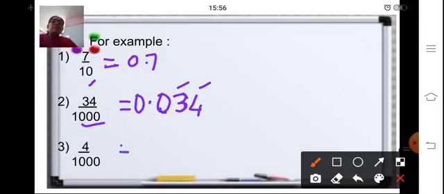The third sum is 4 upon 1000. Write the number 4 as it is. Now in the denominator there are 3 zeros. To equate the number, you will add zeros. One place is always there, so for the other two places you will add 2 zeros. So 1, 2, 3, and in the denominator also you have got 3 zeros. Now you put a decimal point and then add 0 for the whole number. This is how you convert decimal fractions to decimal numbers.